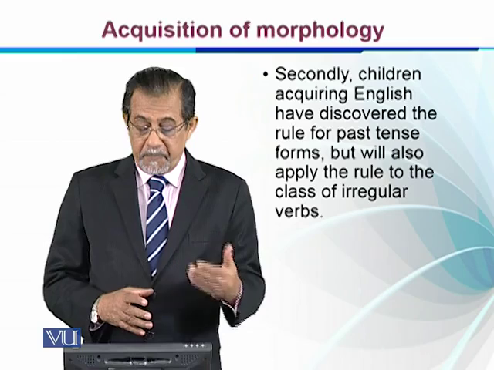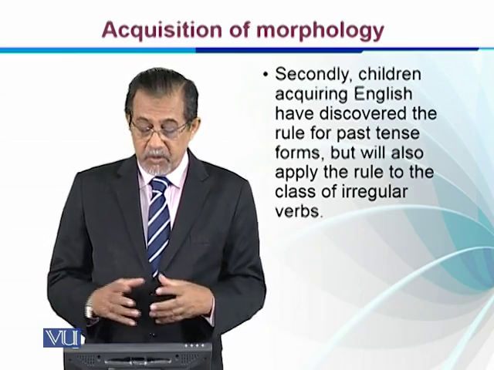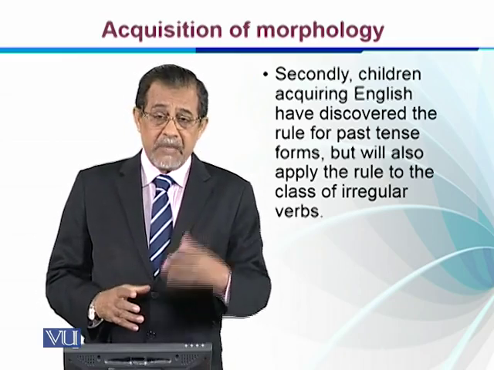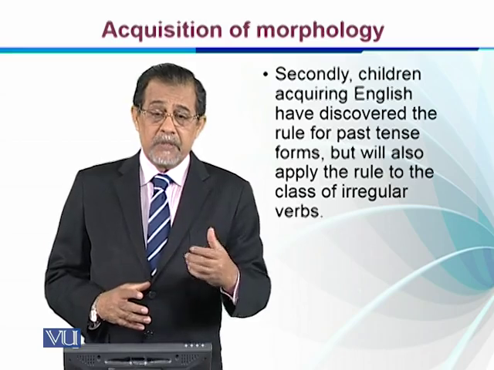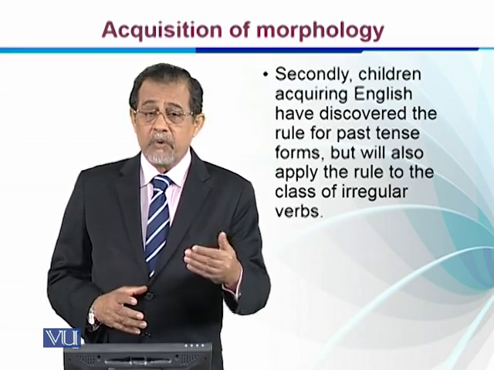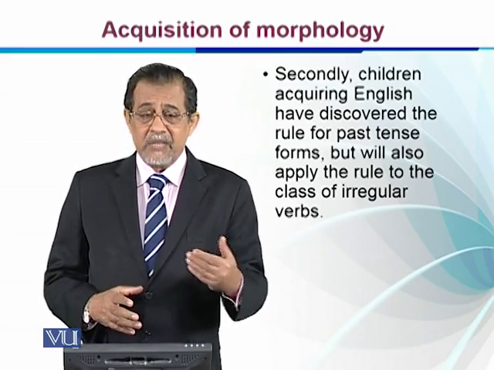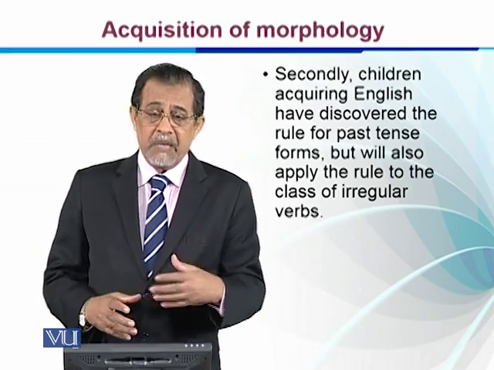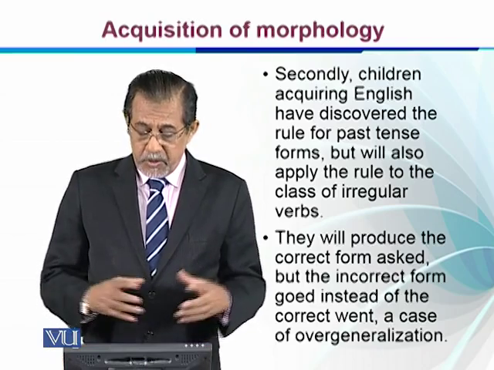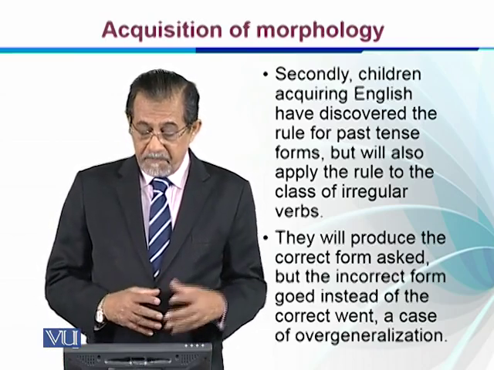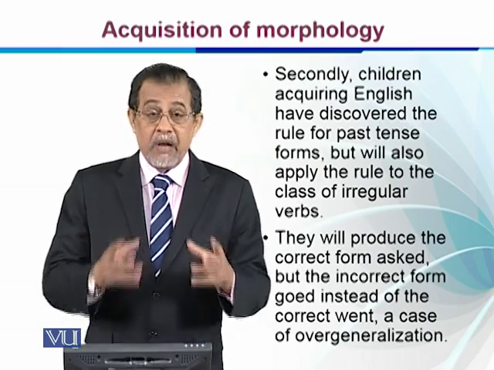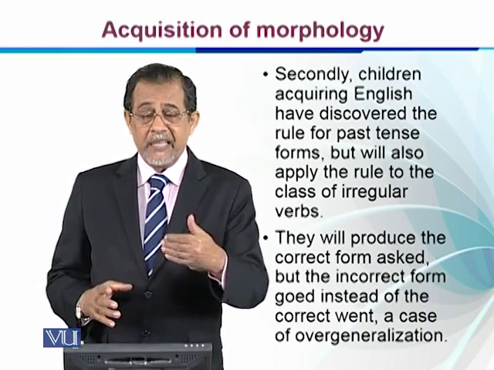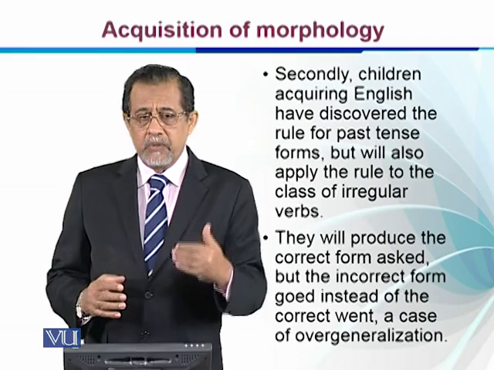At the second stage, children acquiring English have discovered the rule for past tense forms, but will also apply the rule to the class of irregular verbs. For example, we have also discussed that generally children will make the past tense of go as goed, right? So eat as eated instead of ate. So at the second stage, they make mistakes. They will produce the correct form asked, but the incorrect form goed instead of the correct went. This is a case of overgeneralization. When they added ed to asked, they also added ed to go or eat.